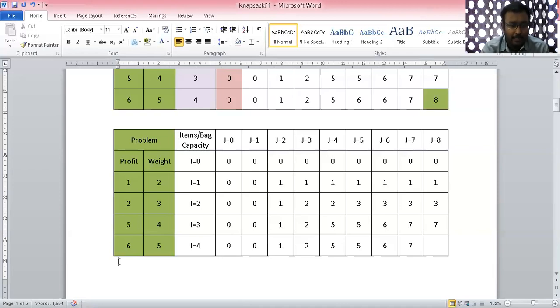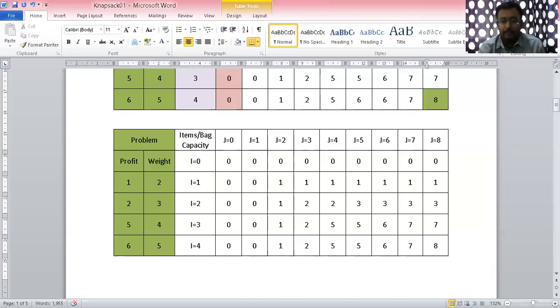That is, when I look into the combination of item number 2 and item number 4, the sum of the weight comes out to be 5 plus 3, that is 8. And the profit comes out to be 6 plus 2, that is 8. That is more than my previous value, 7. So I put my new value, 8. Now I have filled the table.